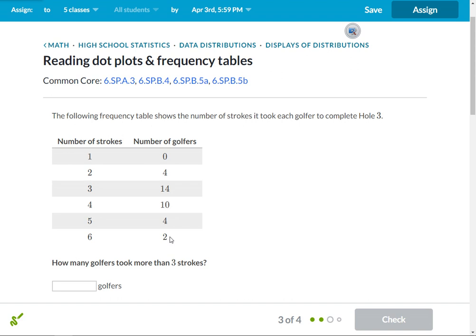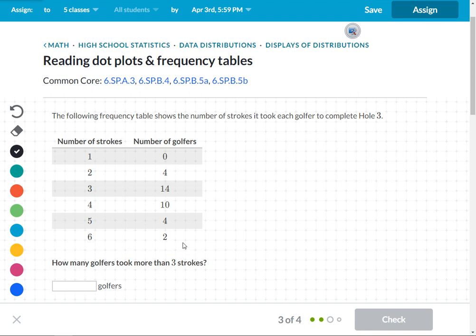So when you put that all together, you're going to add 10, 4, and 2. So these numbers here, 10 plus 4 plus 2, 14 plus 2 is 16. So there were 16 golfers that took more than 3 strokes.